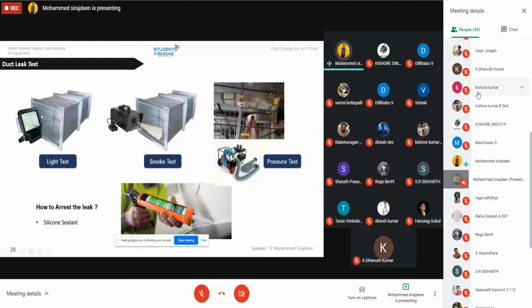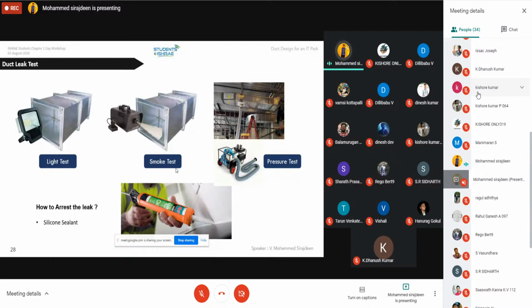We can identify the duct leakages by using big focus lights. We pass the light along the duct, and like sunlight, we can see the emittance from the leakages. In that way we can identify the leakages and arrest them. Then, at the duct stage, we can create smoke with a small equipment and do a smoke test. We pass smoke into the duct, so that wherever the leakages are, the smoke will be emitted at that leakage.